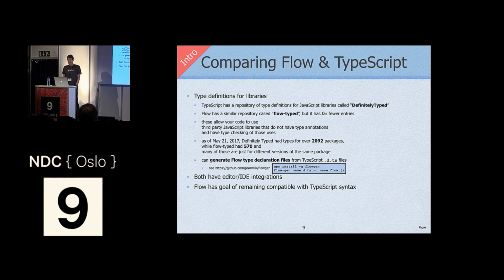The corresponding thing in the world of Flow is called flow typed, and it only had 570. And so that's a big difference and kind of a sad thing. I hope that it catches up eventually. Actually, it's made big progress to make it to 570. Fortunately, there is a tool that can read in a TypeScript type definition file and convert it to one that works with Flow. It's not foolproof, but at least it gets you part of the way there. But still, I would say this is a point in TypeScript's favor, that it has better support for type definitions of third-party libraries. Both of them, Flow and TypeScript, have good editor and IDE integration.